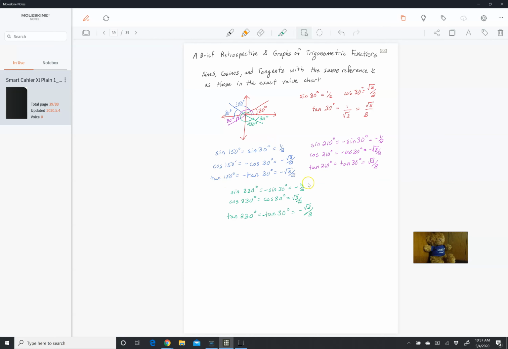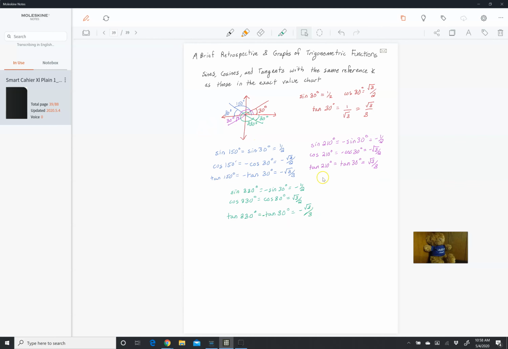Okay, so again, notice it's all the same numbers. It's just that sometimes it's positive, sometimes it's negative, depending upon what quadrant we are in and what trig function we're looking at. Now we're not going to do this for 60 and 45, but we'll do it for 1 in each of them. So we won't do it for all 4 quadrants.